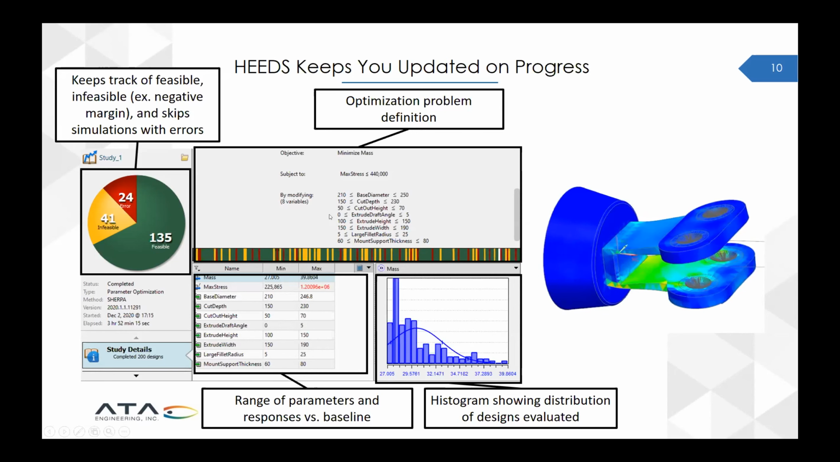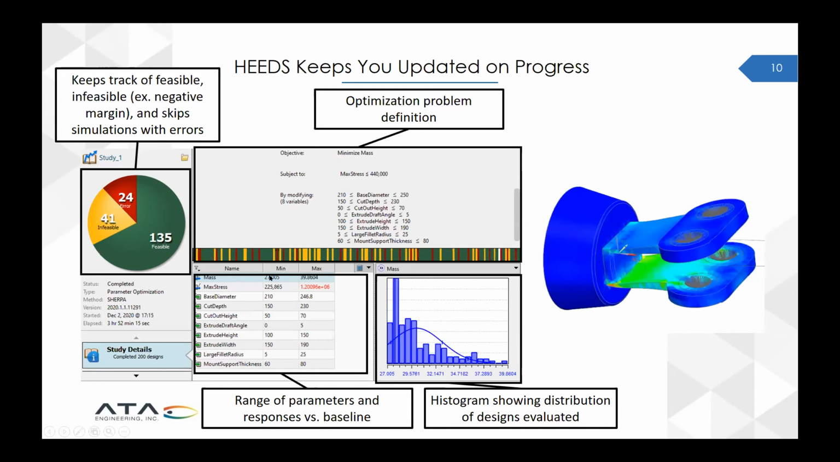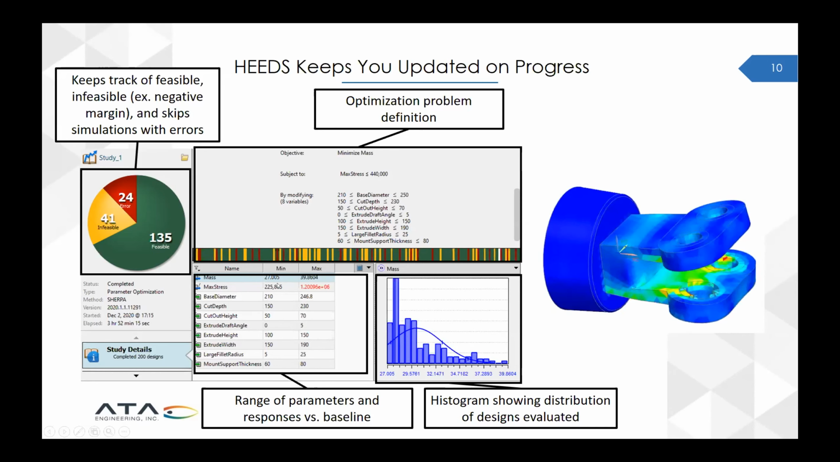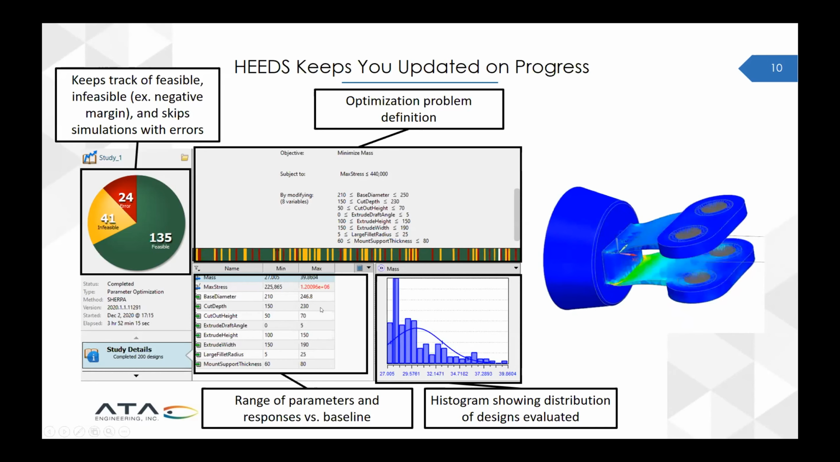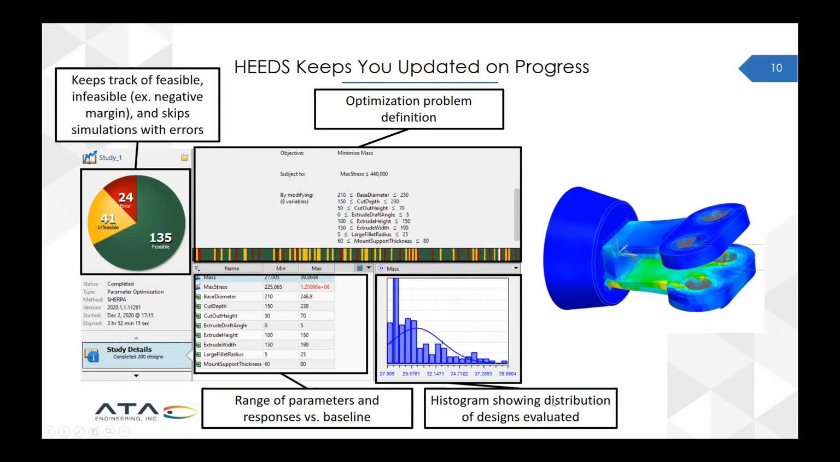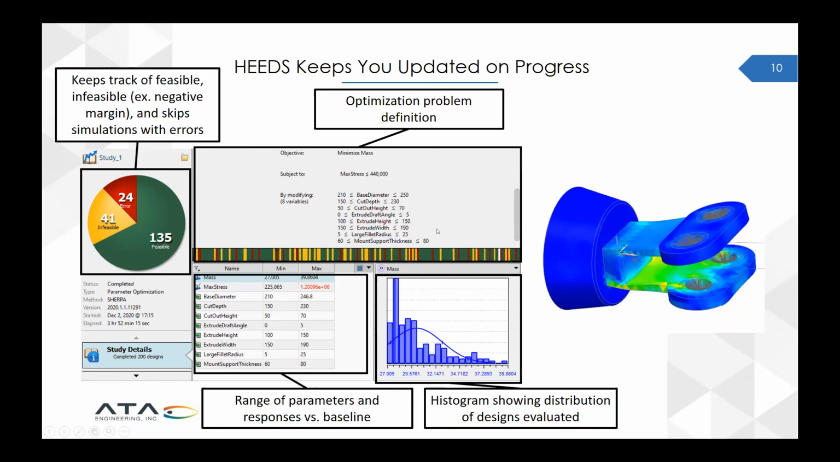Here it's just reminding us what our optimization problem definition is. This shows a range of the parameters and responses that have been looked at. And here's a histogram showing the distribution of the masses of the designs evaluated so far. And this little animation on the right shows some of the design variants that we've analyzed.